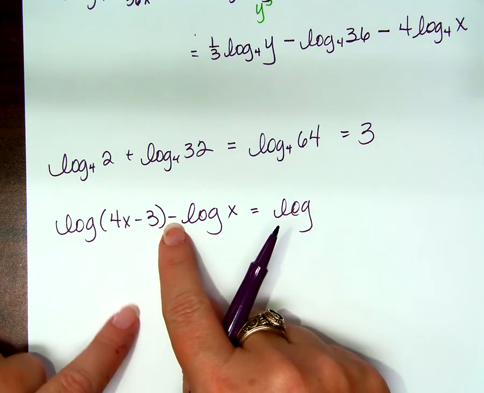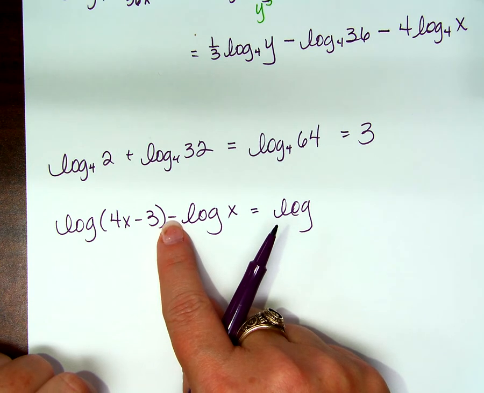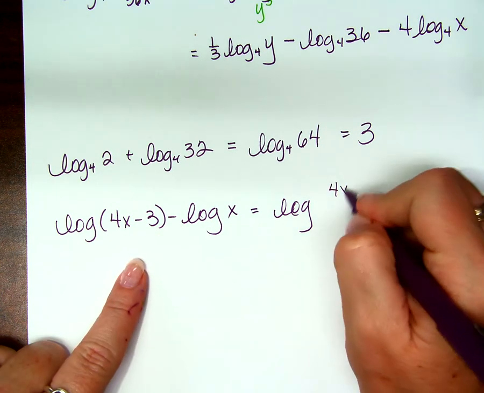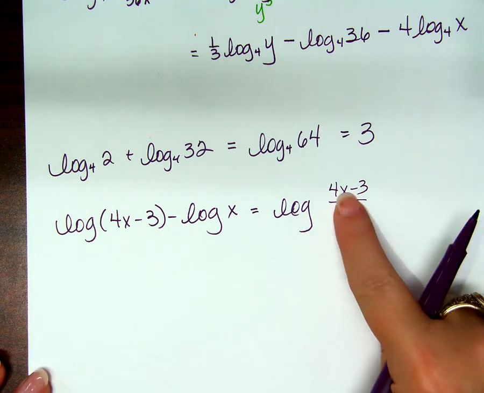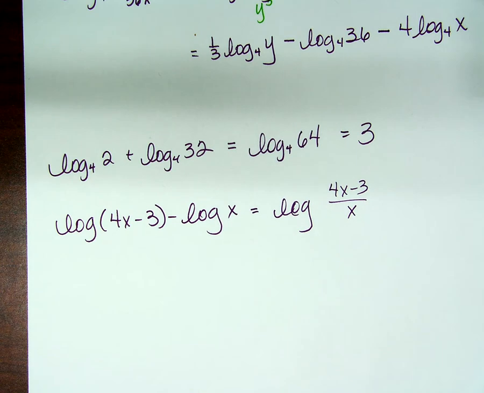What am I doing here? Dividing. So 4x minus 3 over x. Is that something you can simplify? Yeah, you could expand it back, but you can't simplify it because x will go into 4x, but x won't go into 3, so you're done. That's it.